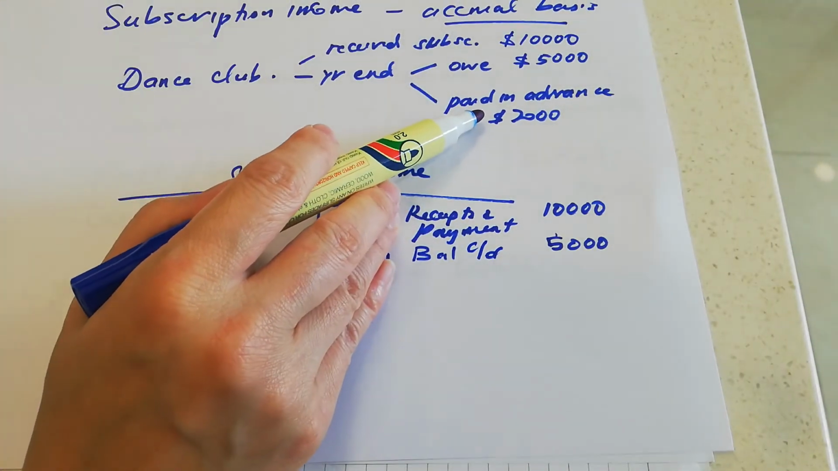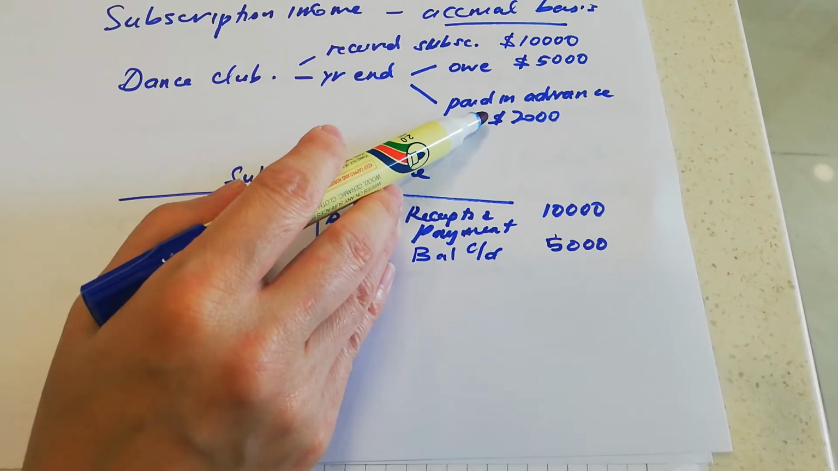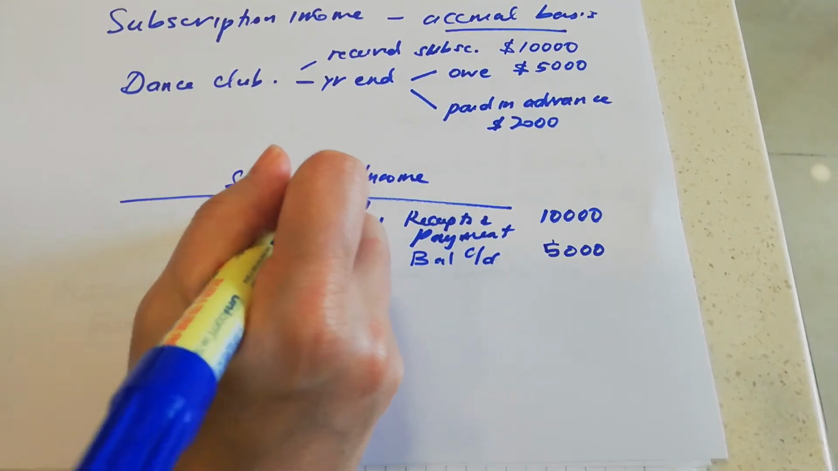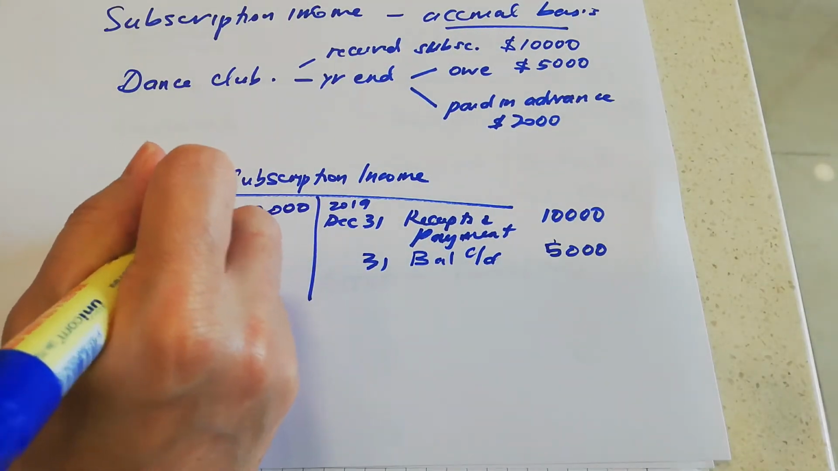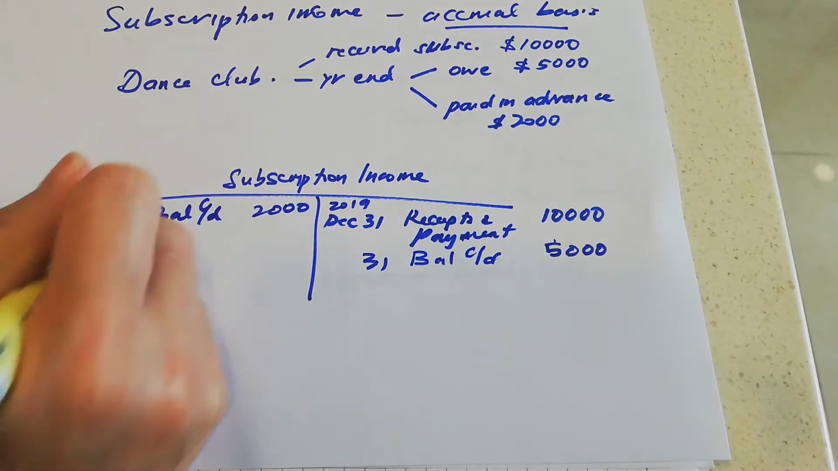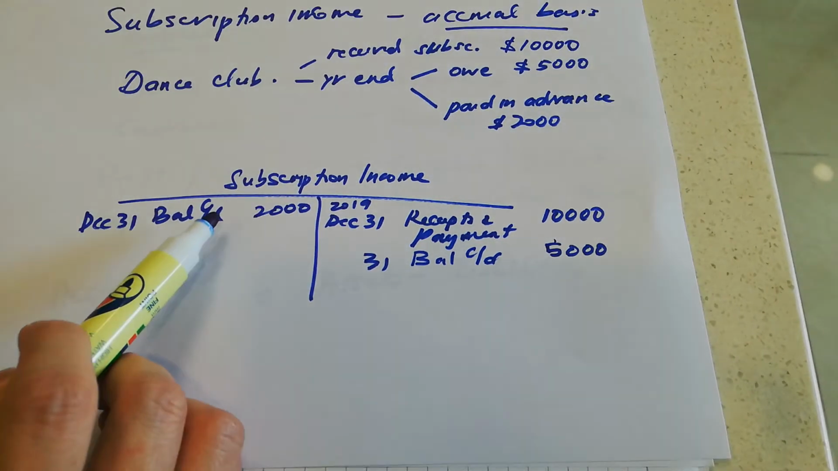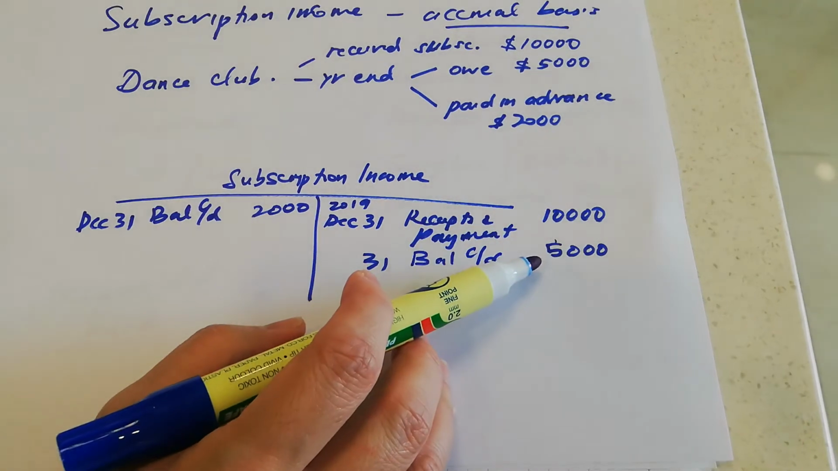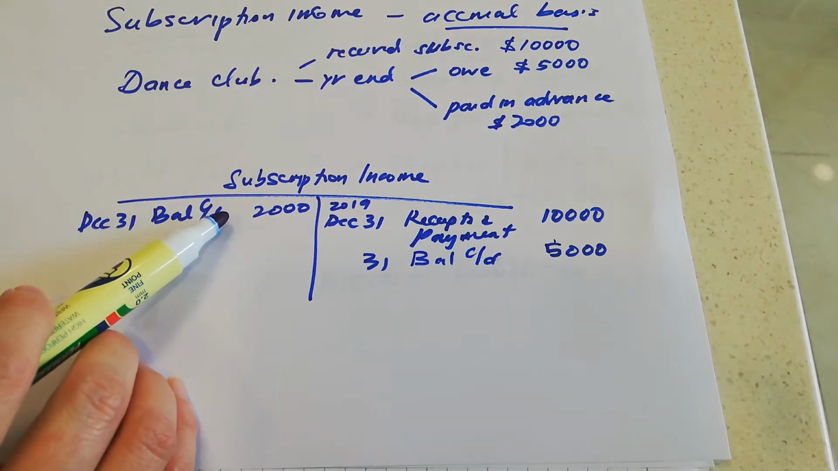Whatever that was paid in advance, the 2,000 paid in advance, it doesn't relate to this year. It relates to next year. So we put on this side as a balance carry down figure. So you see there are two figures, one balance carry down here, one balance carry down here, because there are some members who owe money, there are some members who paid in advance.